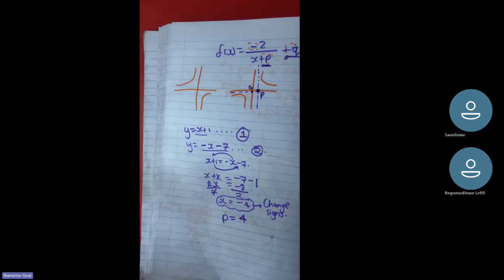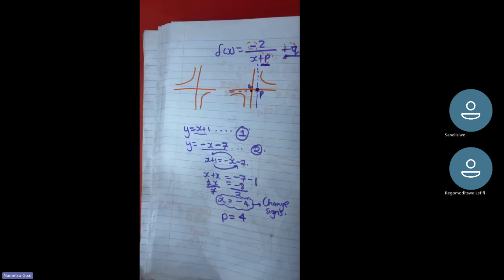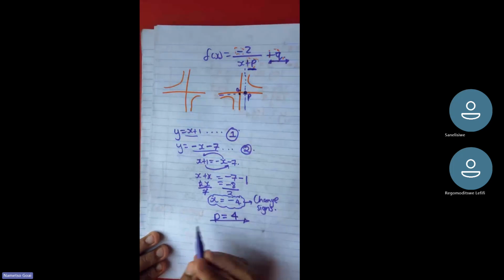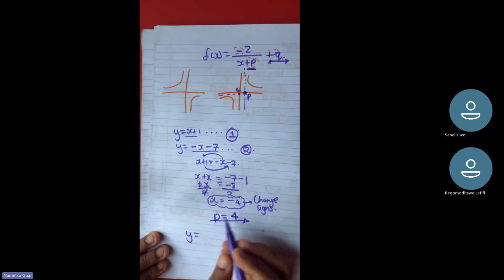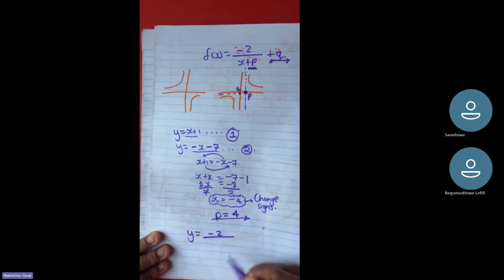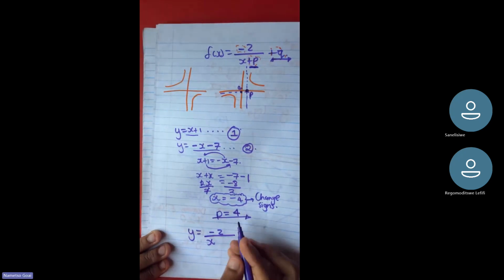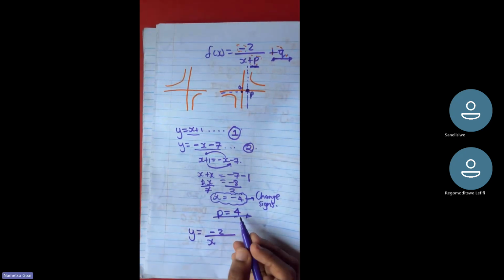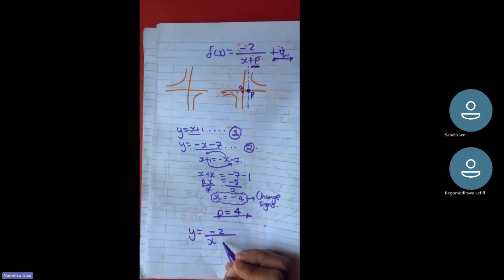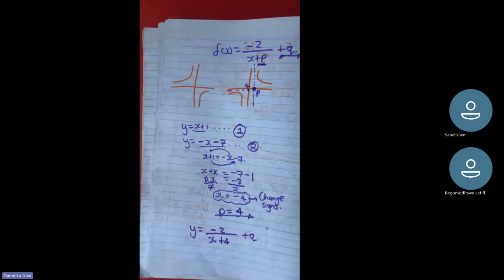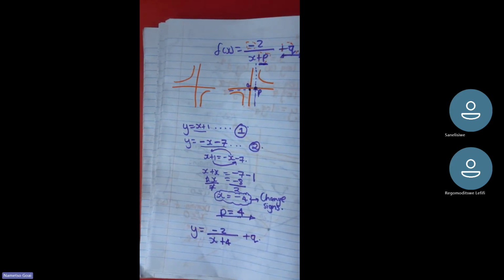Okay, I just need to look at something on the question, right? So they gave us that, they gave us that, and they also gave us that. Okay, fine. So we can just try substituting this 4 into the equation. So we're going to have y equals -2, all divided by x, because we said P is going to be positive. So it will be x plus 4 plus q, right?